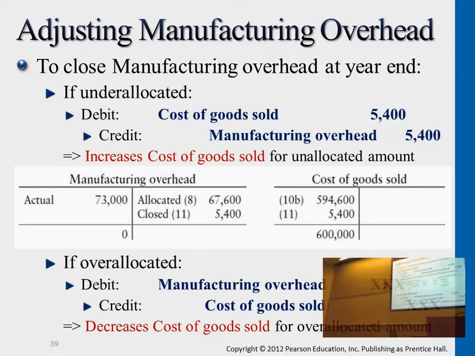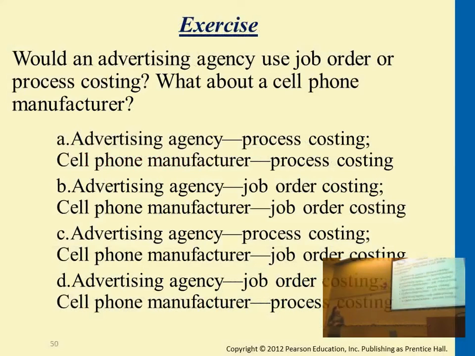Okay, questions on Chapter 17? Okay, let's work on a few problems before we end this chapter. I want to make sure we're on the same page. So here's a problem for you. Would an advertising agency use job order or process costing? What about a cell phone manufacturer?